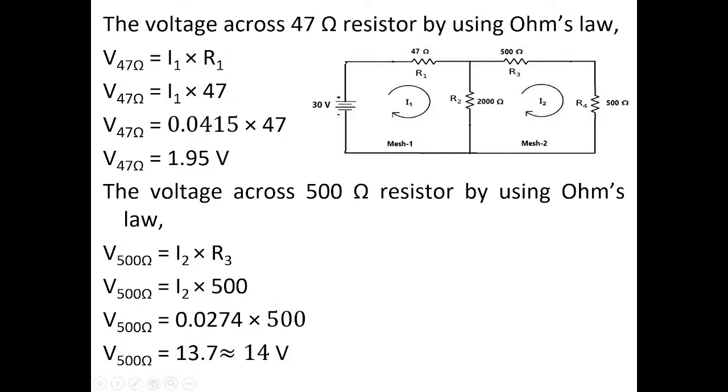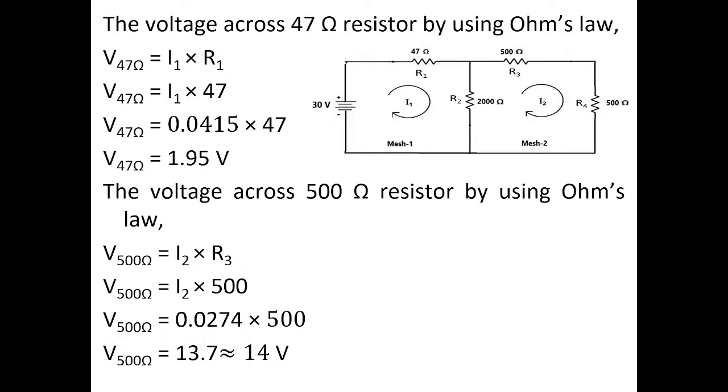So the voltage drop across R1 is how much? I1 into R1. I1 is 0.0415 from the above equation, into 47. You just solve it. You have got the voltage across R1 as 1.95 volts. This is the voltage drop across R1. Now let us see the voltage drop across the 500 ohm resistor by Ohm's law, that is across R3 as well as R4. The resistances R3 and R4 are the same.